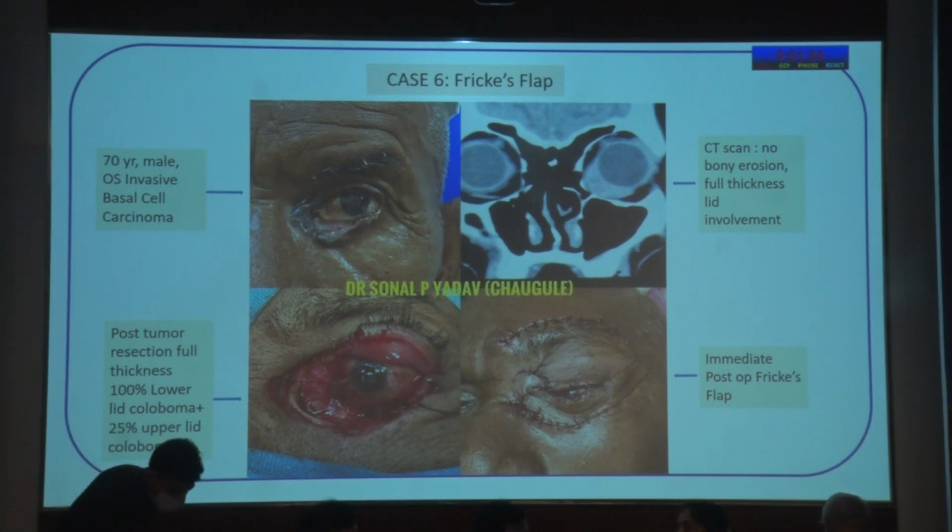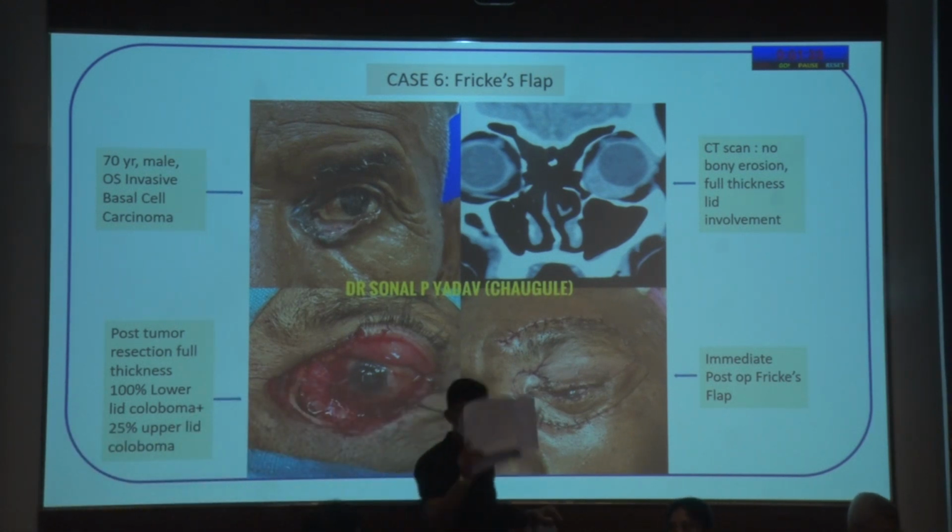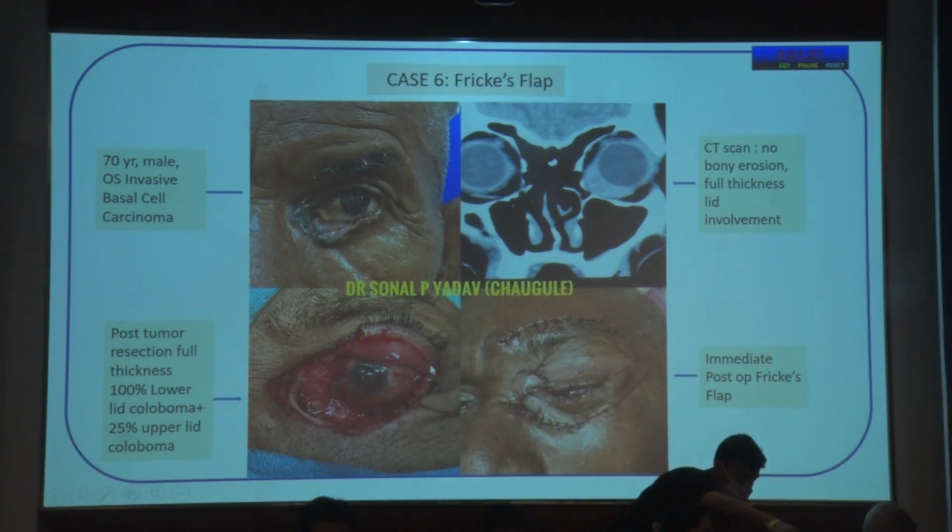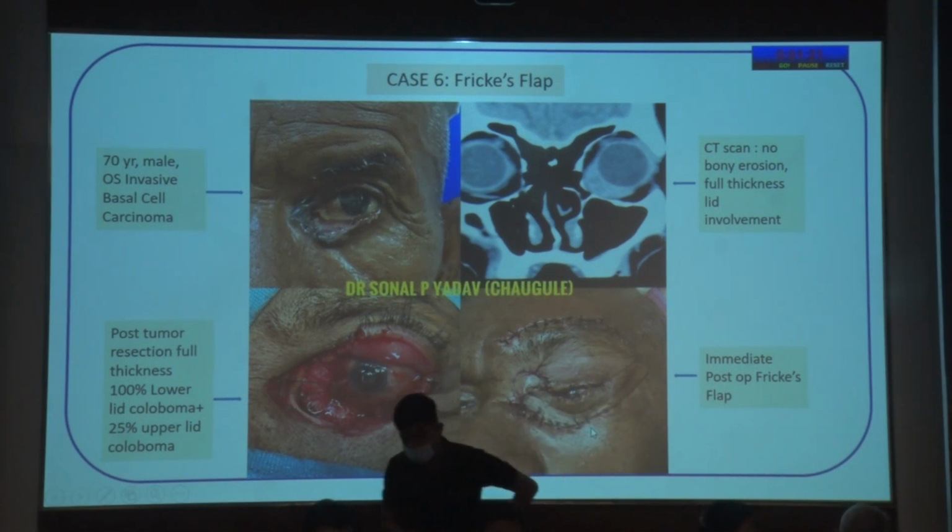This was a 70-year-old male with invasive basal cell carcinoma. After tumor excision, there was a 100% lower lid coloboma and a 25% upper lid defect. A Fricke's flap was raised to reconstruct the lower lid.